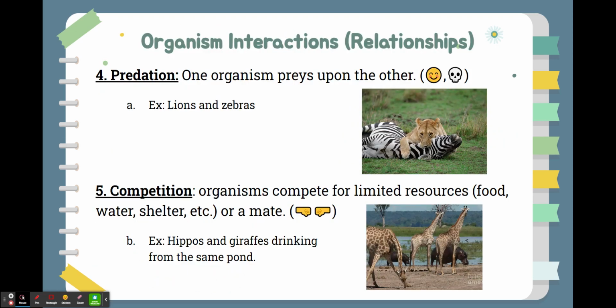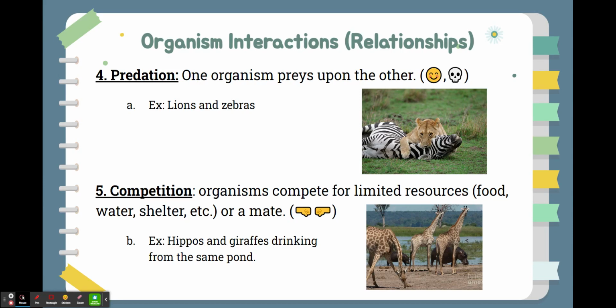All right. Let's take a moment to distinguish our other two relationships. We have predation and competition. So remember, predation involves one organism consuming another, whereas competition arises when organisms vie for shared resources.